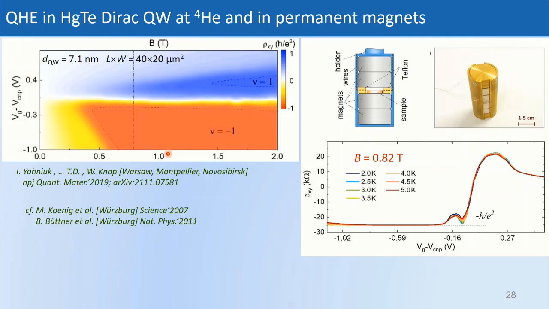And what you see here are our measurements in Warsaw, where we took samples from Novosibirsk and measured as a function of magnetic field produced by a permanent magnet. If we measure the Hall effect of these holes as a function of gate voltage, we have a plateau which appears, as you see, in the magnetic field of a permanent magnet, which is in this case 0.8 Tesla. So we can measure this quantum Hall effect in quantum wells of this material, which show Dirac cones, at much lower magnetic fields.